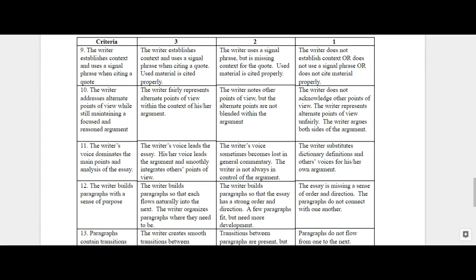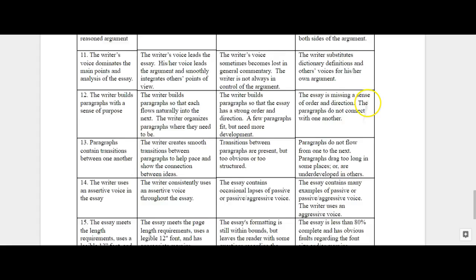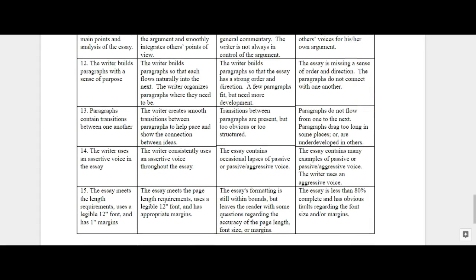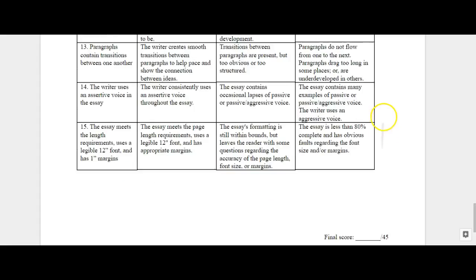Establish quotes with context and a signal phrase. Address alternate points of view while still maintaining a focus on your own argument. Make sure that your voice dominates the main points and analysis of the essay. Build the paragraphs with a sense of purpose. Paragraphs should have transitions between one another. Use an assertive voice. This is one of the reasons why we say do not use forms of you in your essay. And finally, make sure that it meets the length requirements, has legible 12-point font, and 1-inch margins.